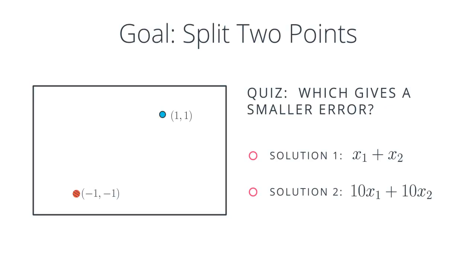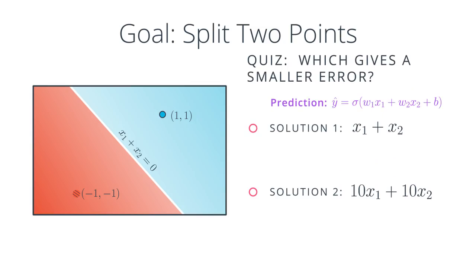Well, the first observation is that both equations give us the same line, the line with equation x1 plus x2 equals 0. And the reason for this is that solution 2 is really just a scalar multiple of solution 1. So let's see, recall that the prediction is the sigmoid of the linear function. So in the first case, for the point 1, 1, it would be sigmoid of 1 plus 1, which is sigmoid of 2, which is 0.88. This is not bad since the point is blue, so it has a label of 1.